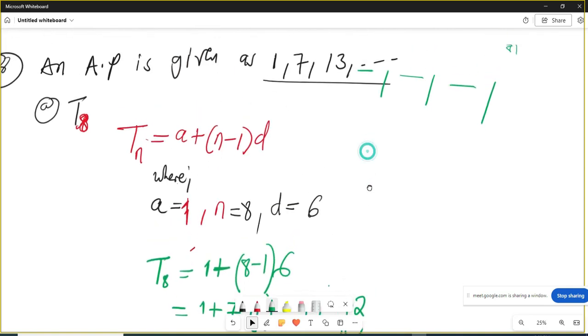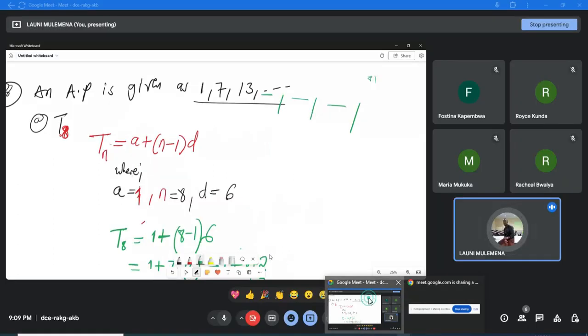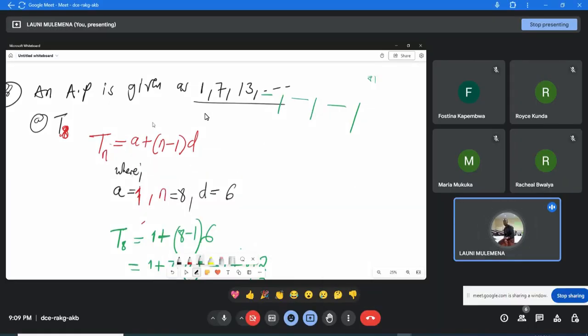Now, the reason why that method is very tedious is because sometimes the same examiner may choose to give you maybe the 20th term or the 30th term. So it will be very tedious for us to do it in the traditional way like that. But for now, maybe you can try the traditional way of just adding 13 plus 6, the answer again plus 6, the answer again plus 6 until you reach the 8th term. You will find that the answer will give you 43. I don't know whether I've explained something. Give me a feedback. Yes, Madam Faustina.